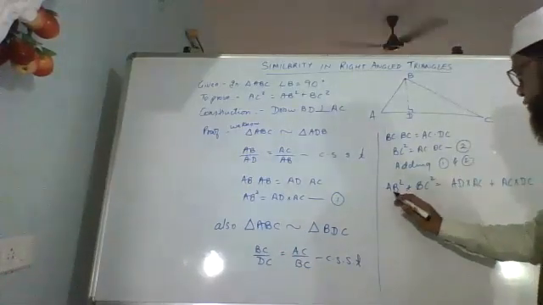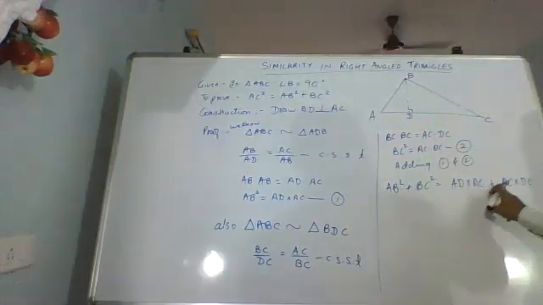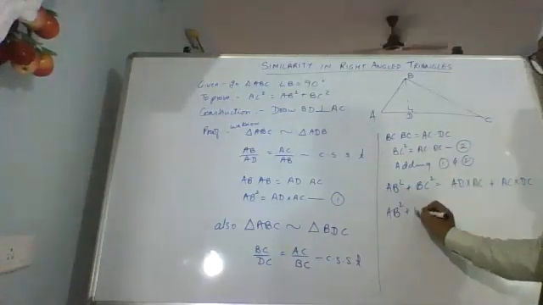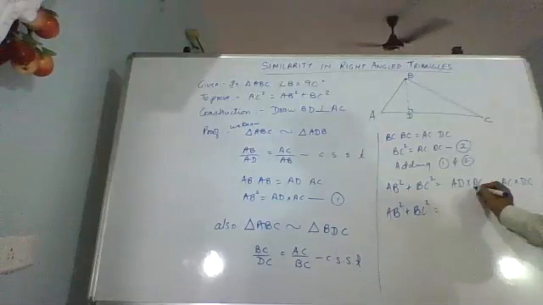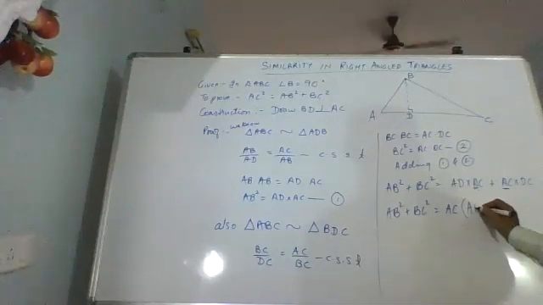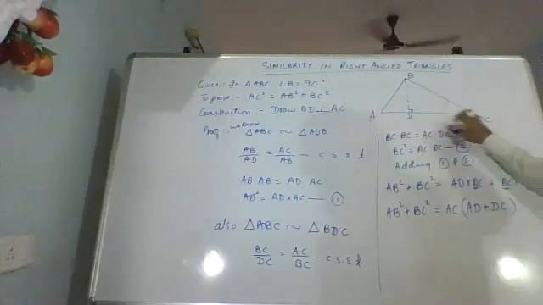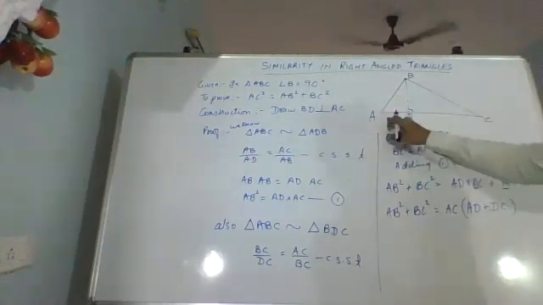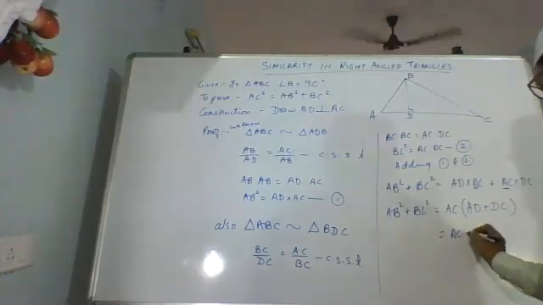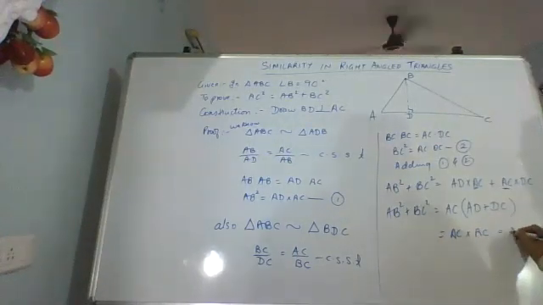But anyways, just understand. So when I add 1 and 2, I get AB square plus BC square equals AD into AC plus AC into BC. From here AC is common, so I'll take AC outside. I'm left with AD plus DC. Now AD plus DC is nothing but AC. So that equals AC into AC, which is AC square.